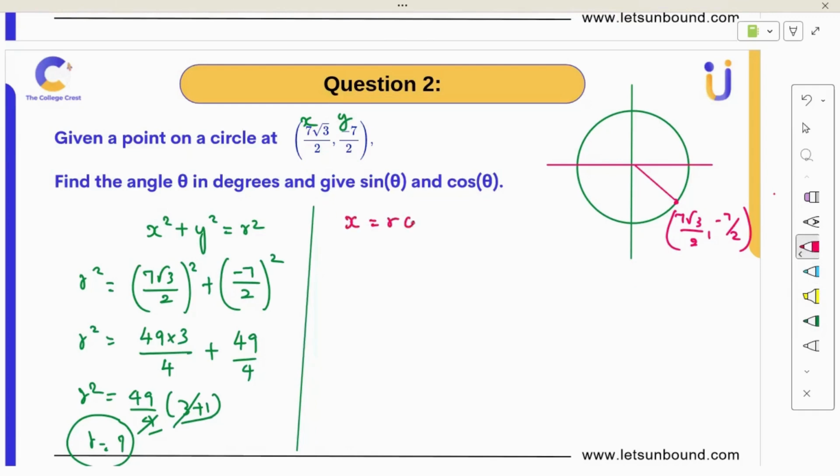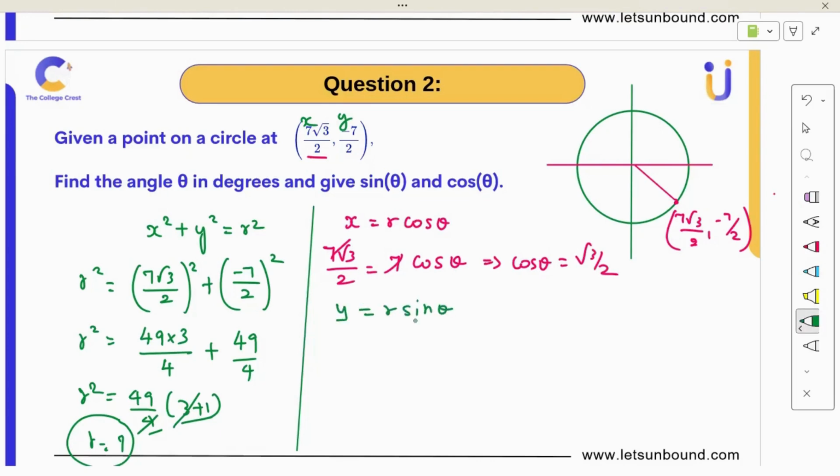X is equal to r cos theta. What is your x? 7 root 3 by 2 equals what is your r? 7 cos theta. 7 cancels. So this implies your cos theta is root 3 over 2. Then y is equal to r sin theta. Same thing. Y is minus 7 by 2. R is 7. We can simplify, and sin theta is negative half.